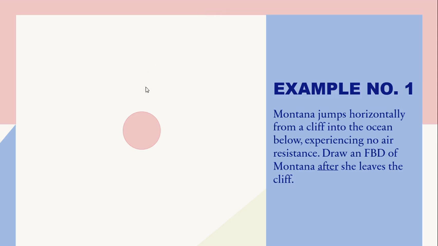Montana obviously has the gravitational force acting on her. That's what causes her to move downwards. But what force is causing her to move towards the right? The answer is no force. Montana is not accelerating horizontally, and according to the equation the net force is equal to the mass times the acceleration, we know that she would have to be accelerating horizontally to have a net horizontal force.